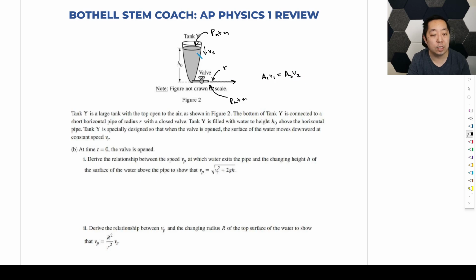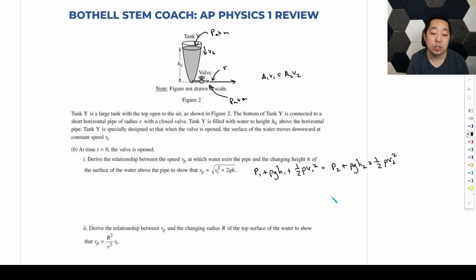We do know the velocity here is Vs, but we're trying to derive this velocity, and I know this area, but I don't know this area. So ultimately, this isn't going to really help me at this point. So let's look at Bernoulli's equation. Rho g h1 plus 1/2 rho v1 squared is equal to p2 plus rho g h2 plus 1/2 rho v2 squared.